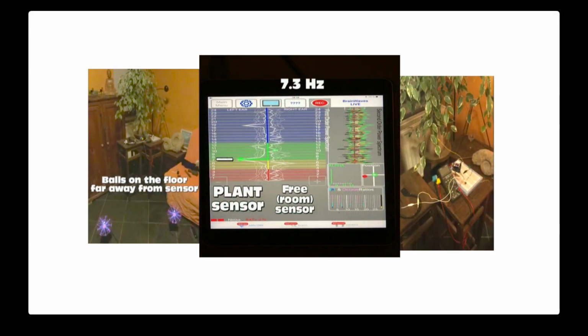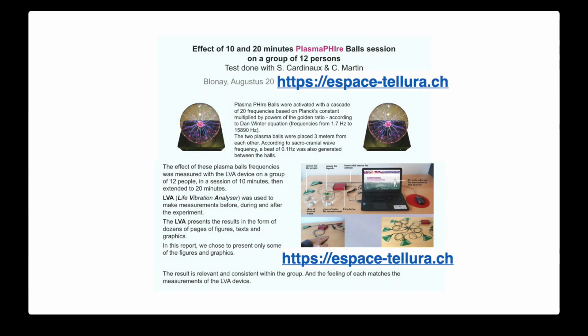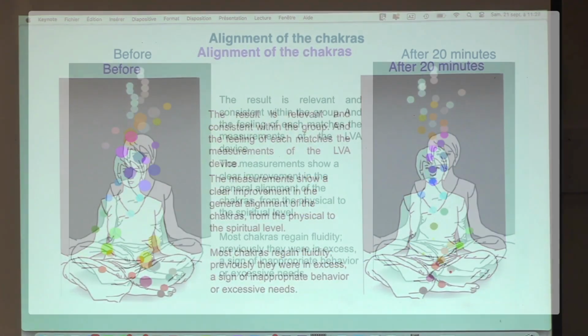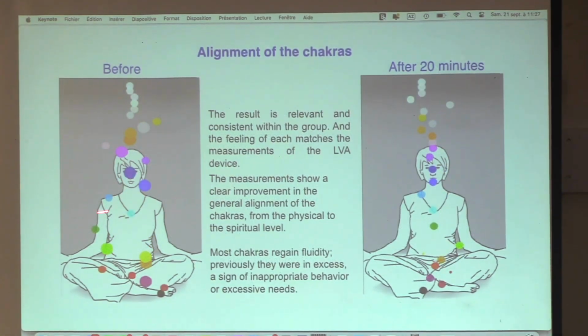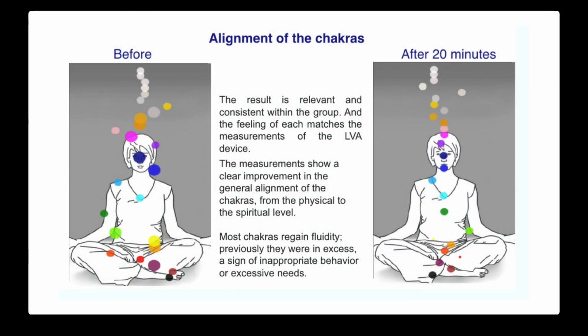So what I have done, I'm sending information in the room through the balls, and then I connected the plant to an amplifier, and we have the proof that the plant is receiving the frequency we are sending. We have made also different tests with different devices, sending the cascade of Dan. I'm sorry I speed a little bit because I don't have very much time left, but this is the chakras and the frequency of the body before and after a session with the plasma ball. So you see it fixes most of the things we have.